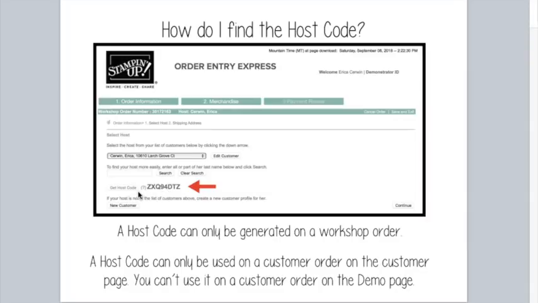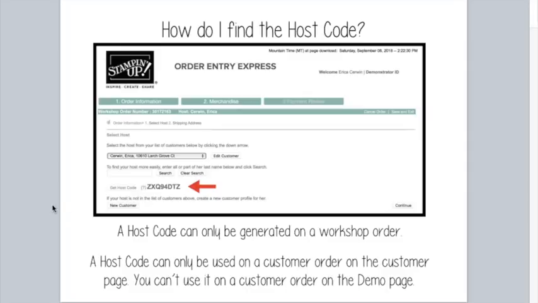Now, if you've forgotten to assign a host code, or maybe you didn't think you needed one, but you want to go back and add one, just click right here, Order Information, and it'll take you right back to this screen and you can get that host code. And once that host code is assigned to this workshop order, that's it. That'll be the code for this until you close it.